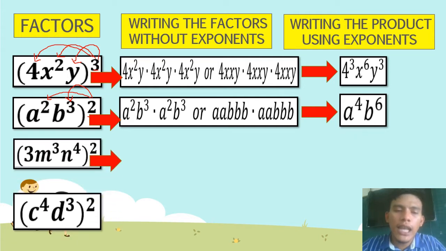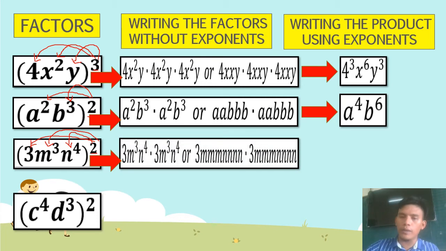Number 3. Quantity 3m cubed n to the 4th, raised to the exponent 2. So you will substitute the value of 2 here: first to 3, next to the letter m, next to n. If we write that without using exponents, this will be 3m cubed n^4 times 3m cubed n^4, or 3mmm nnnn times 3mmm nnnn.